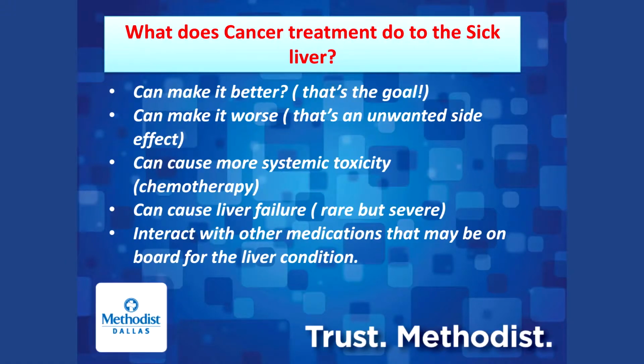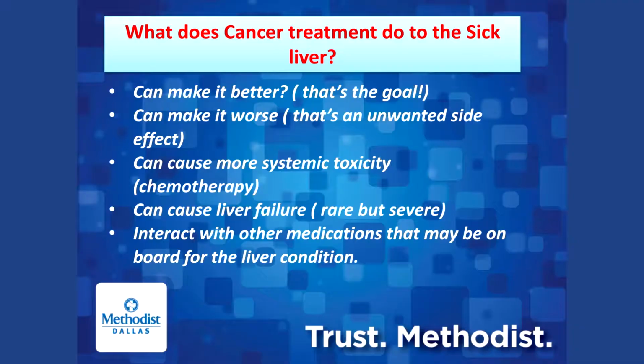So what does cancer treatment do to the sick liver? If you already have a liver problem and you're getting cancer treatment, it could be for primary liver cancer or another cancer, what happens? Well, our goal is to make it better as physicians and surgeons, but we could make it worse, and that's an unwanted side effect. I think you talked about a chemotherapy called nivolumab, which causes in about 2% of patients a condition called autoimmune hepatitis, and makes the liver enzymes go up, and that's not what the physician intended to do, but that's an unwanted side effect.